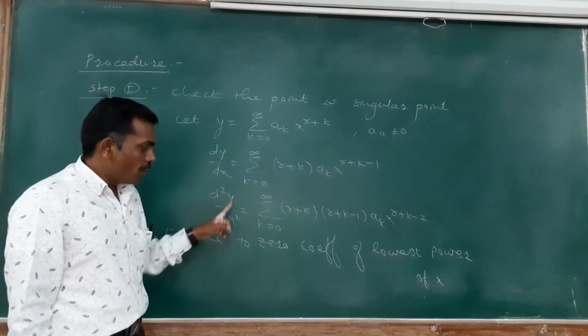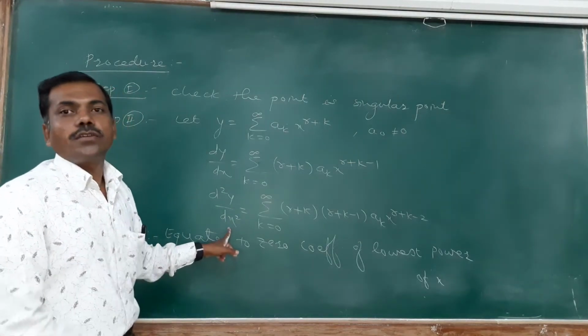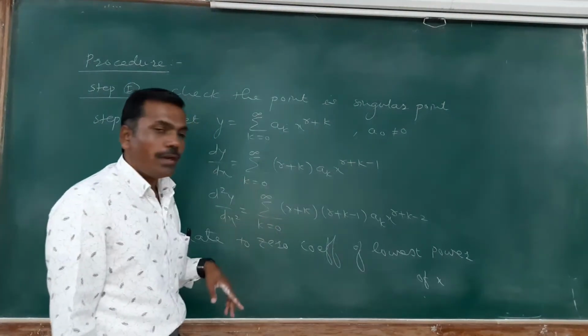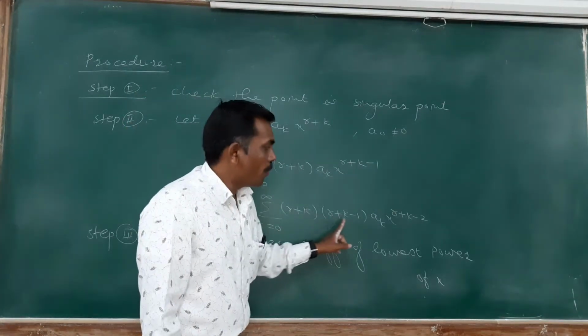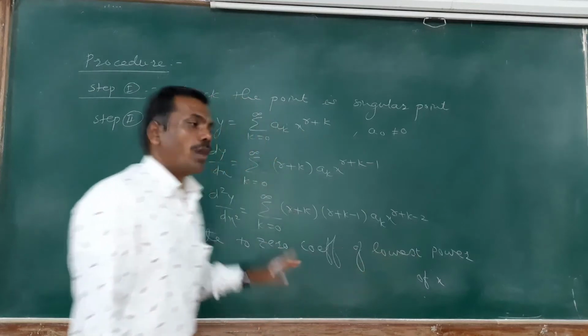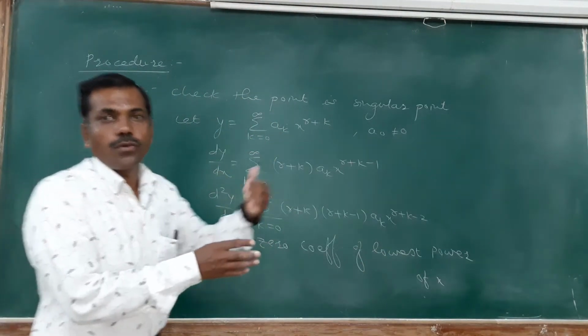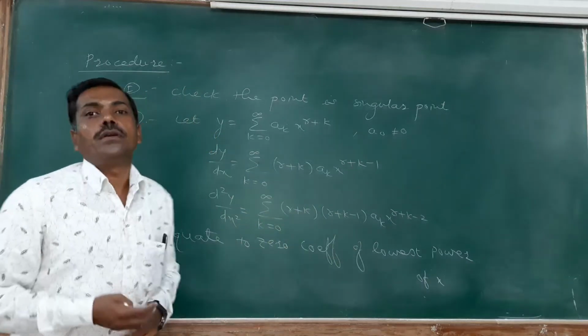Next is d2y by dx square. Again, in the ordinary case it starts from 2, but here it starts from 0. So k equal to 0 to infinity r plus k into r plus k minus 1 ak x raised to r plus k minus 2. Have you understood this? This is the big difference between the solution at an ordinary point and the solution at a singular point.